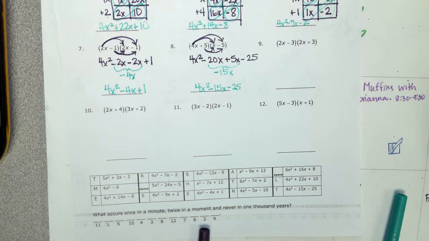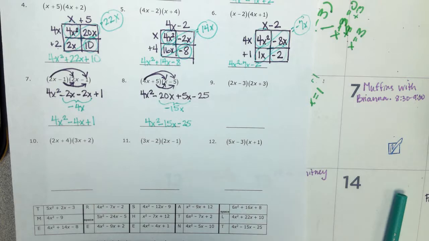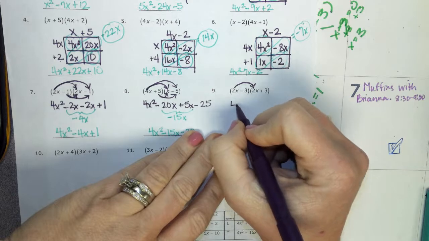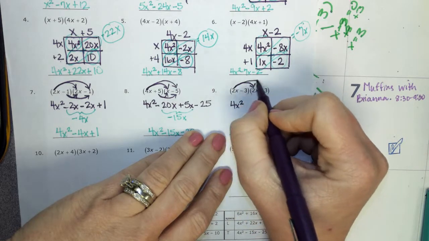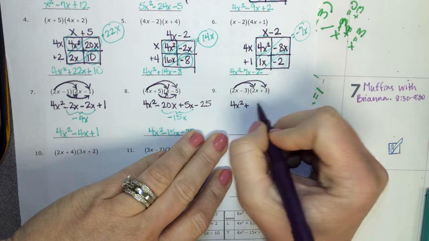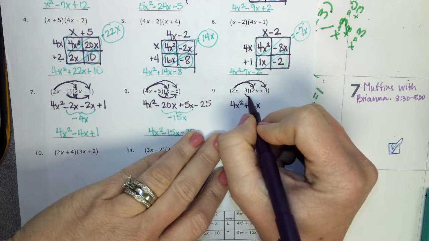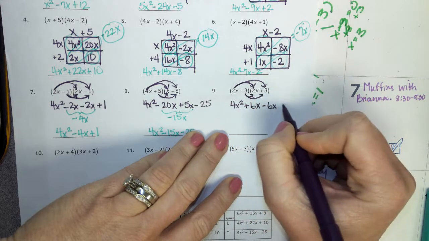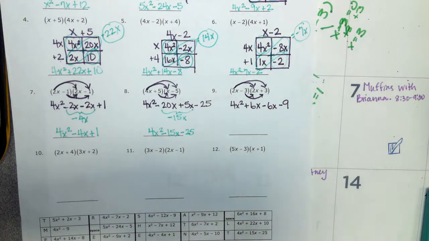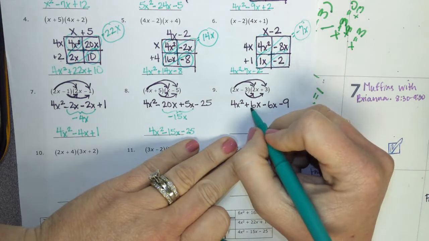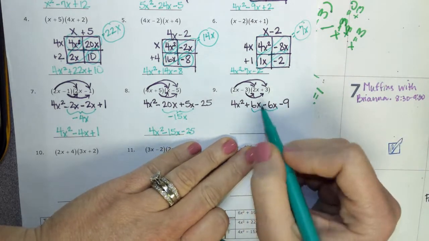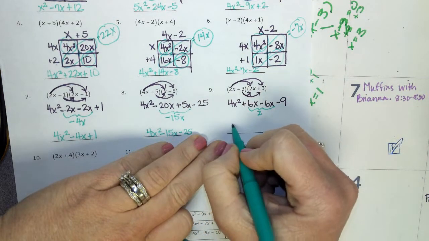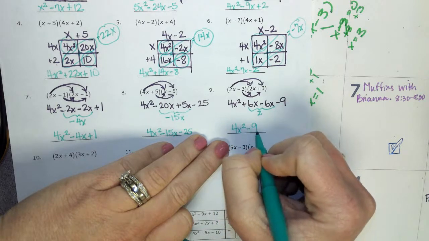Okay, going on to number 9. So 2x times 2x gives me 4x squared, and 2x times 3 gives me 6x. Negative 3 times 2x gives me a negative 6x, and negative 3 times 3 gives me a negative 9. So I'm going to combine my like terms, which is going to just give me a 0. So then I would have 4x squared minus 9 as the product.